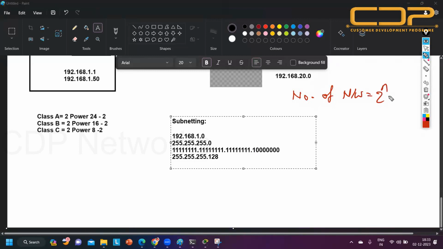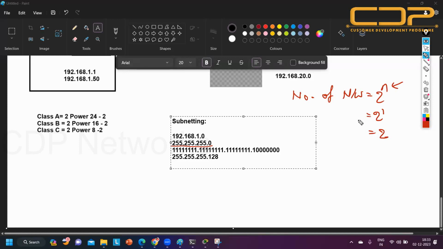2 to the power n, where n is borrowed host bit. Yes, borrowed host bit. By default, when subnet mask is 255.255.255.0, how many bits have I borrowed? 0 bits. So if you put n value 0, 2 to the power 0, what value do you get? 1. That means how many networks are there? 1. But if I borrow 1 bit, that means n is now 1. Means total number of networks is now 2.